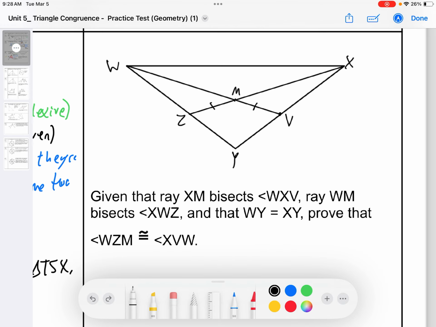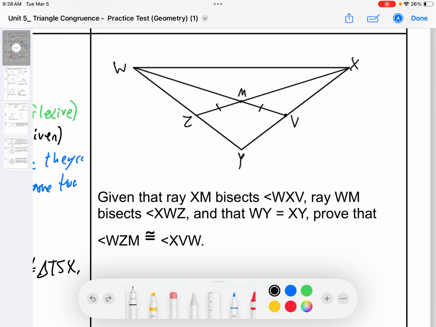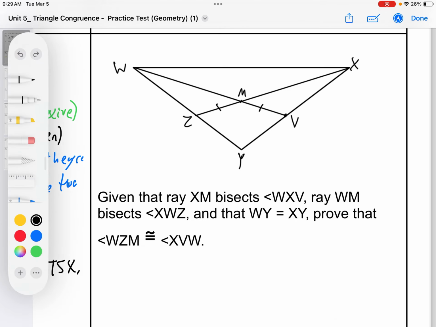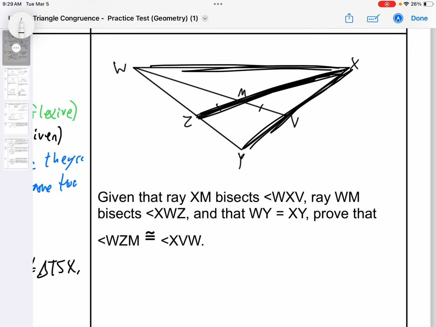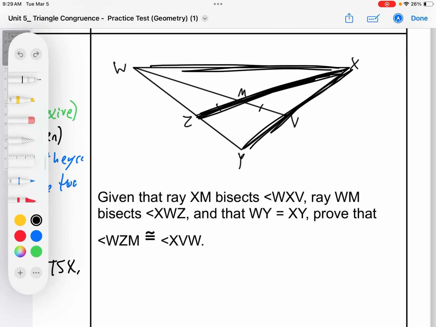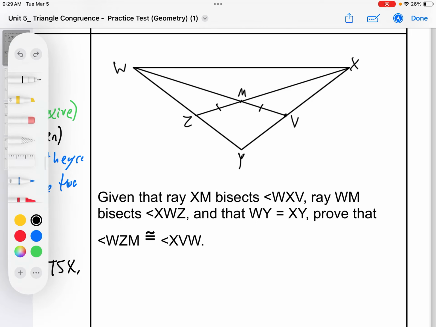This is the figure that will actually be on the test. So here we go. We are given that ray XM bisects angle WXV. So ray XM bisects WXV. That means splits into two congruent parts. Bisects means splits into two congruent parts, which means that these two parts of the angle are congruent to each other.